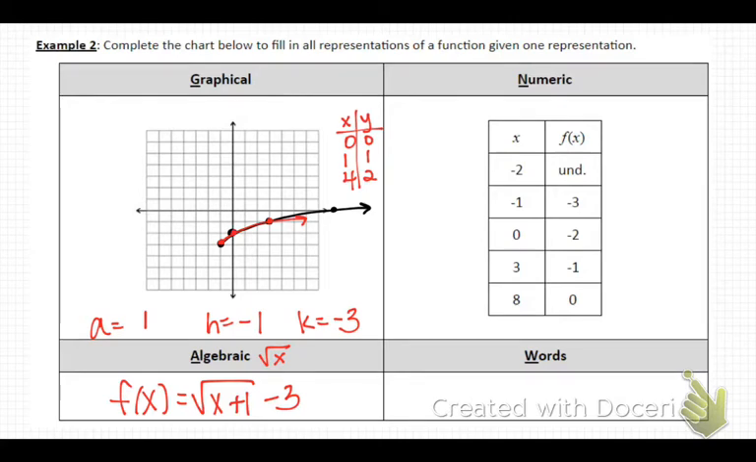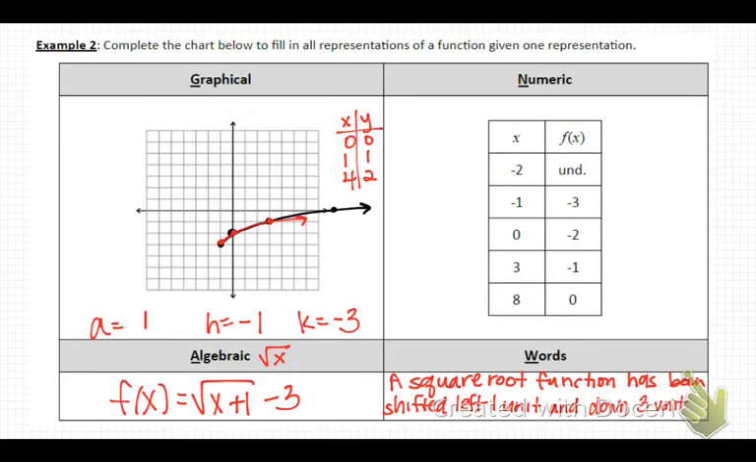And in words, how are you going to describe this using the last couple of questions to model it, or the last one? How do I start this, my description? A square root function. Then what? A square root function has been shifted left. How much? Okay, left 1 unit and down 3 units. Okay, and that's all we need for number 2.